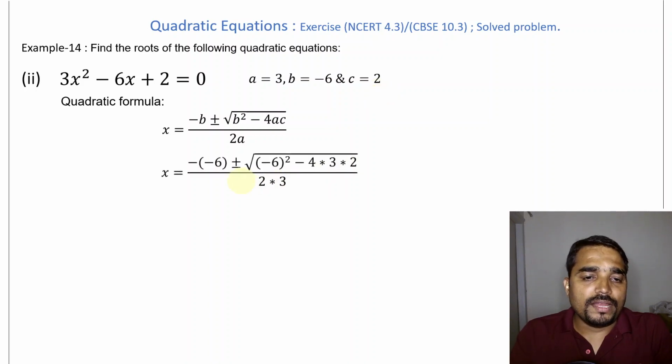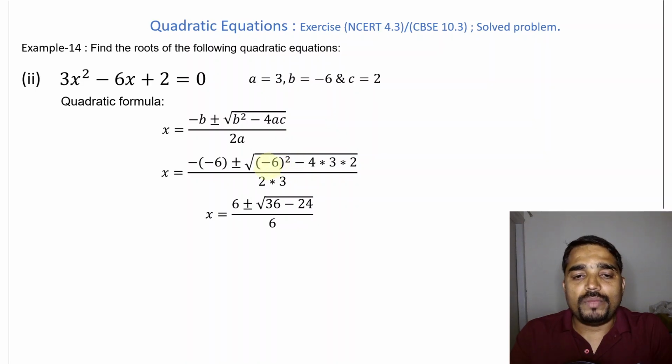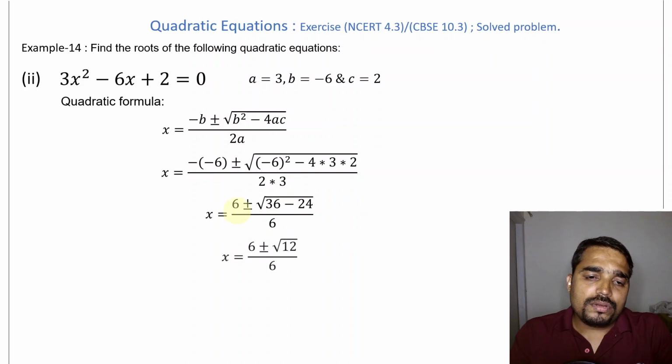By substituting, we will get minus of minus 6 plus or minus square root of minus 6 whole square minus 4 into 3 into 2 whole divided by 2 into 3. As a part of simplification, let's open this bracket. Minus of minus 6 would be plus 6. Plus or minus square root of minus 6 whole square is minus into minus would be plus 6, 6 are 36, that is plus 36 is what we are getting. Minus 4 3s are 12, 12 2s are 24, that is 24 whole divided by 2 3s are 6. Therefore, 6 plus or minus square root of 36 minus 24 is 12 whole divided by 6.